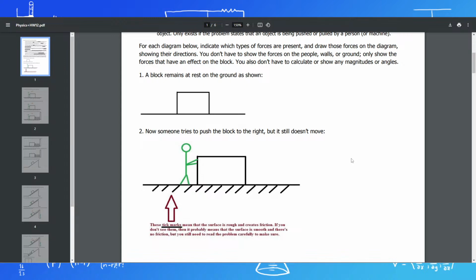So, situation 1. A block remains at rest on the ground as shown. So you've got a non-moving block. This one should be rather simple. It's basically what I drew, except it wasn't complete. You would have a normal force on this block pointing upward, and of course a gravitational force, because unless we are told otherwise, we should assume this is happening on Earth. So force of gravity is probably going to be the first thing you put on your force diagrams every time you do one.